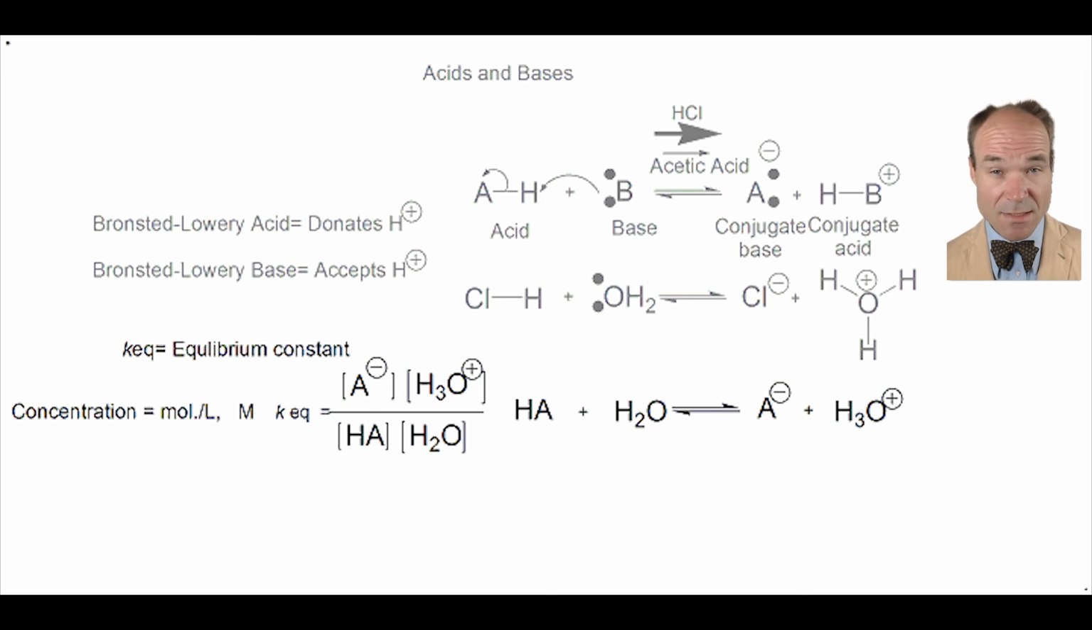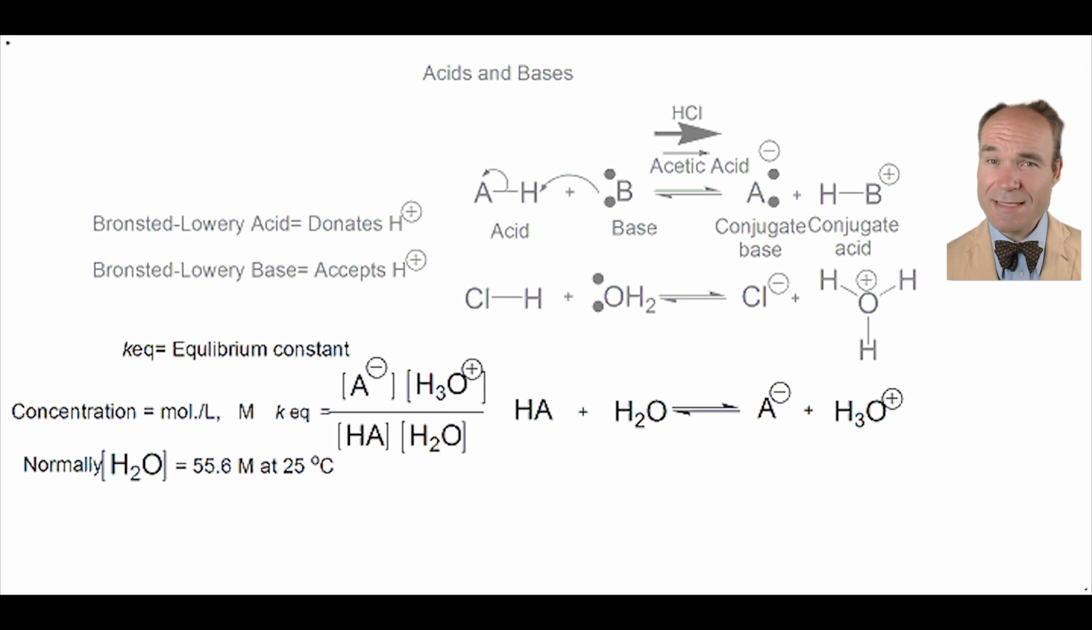Now, water is constant. It's always the same concentration of 55.6 molar at 25 degrees Celsius. It would be really useful to remove water from the equation because remember, the equilibrium constant is different for each case. And if we have water there, that's always the same, and it's adding more work to making the calculation. So, how do we go about removing it?